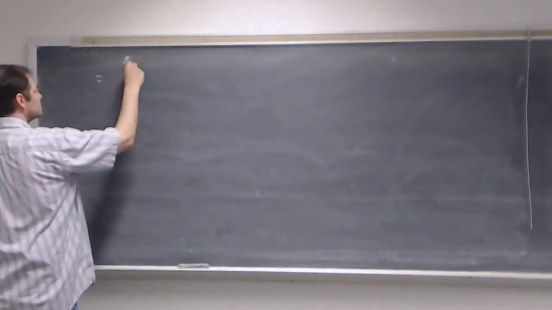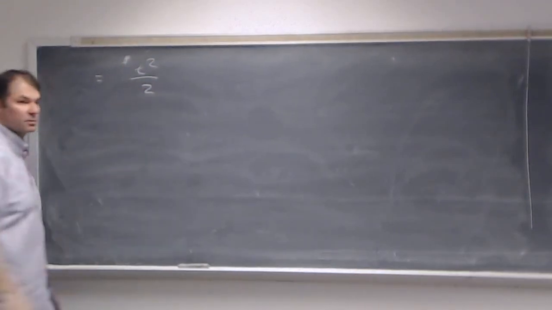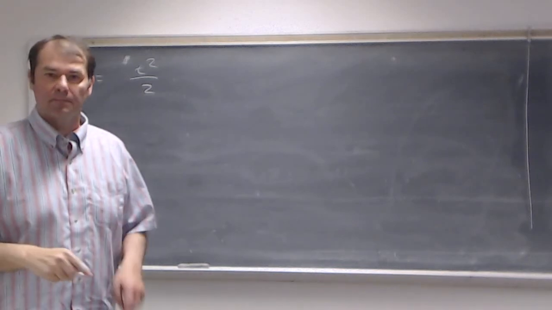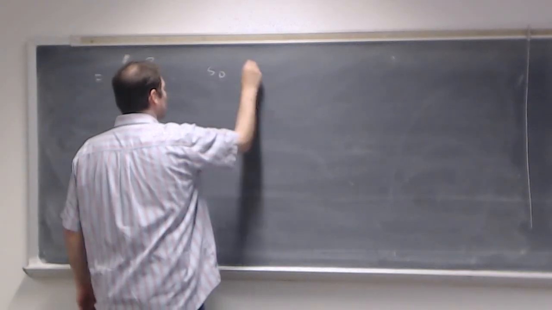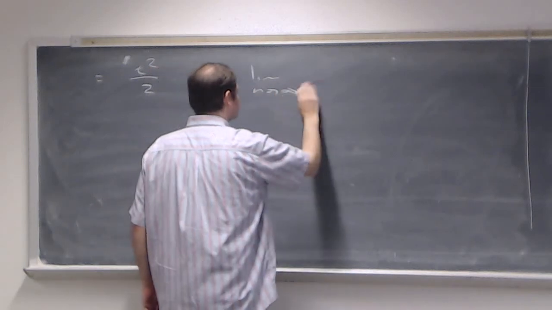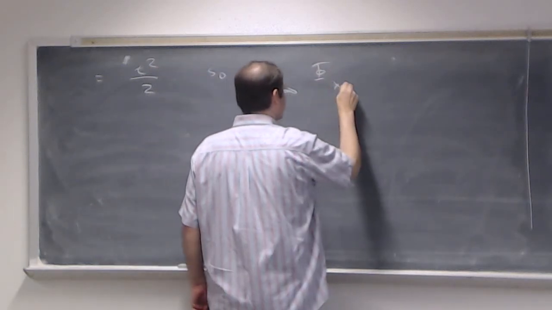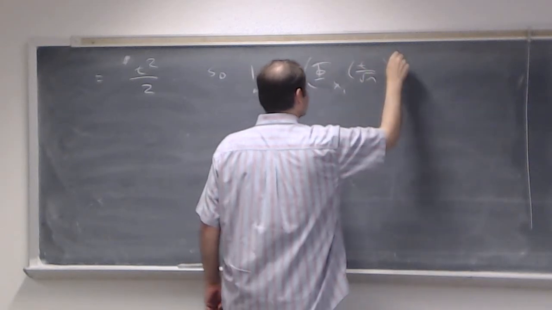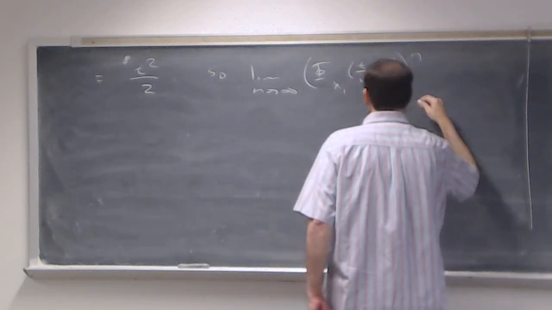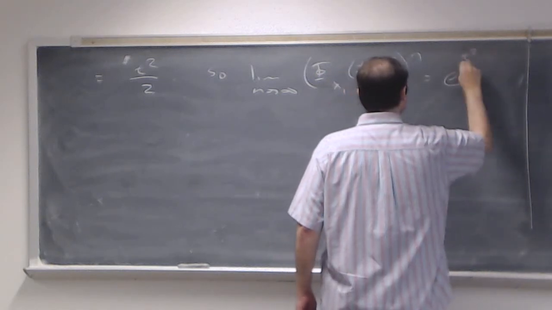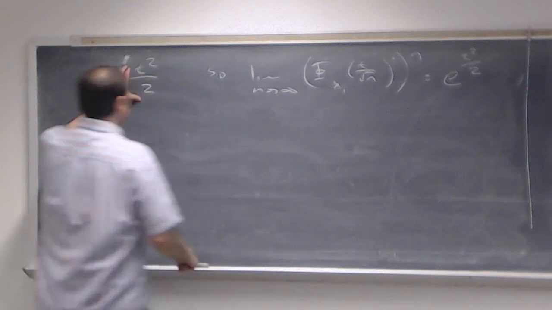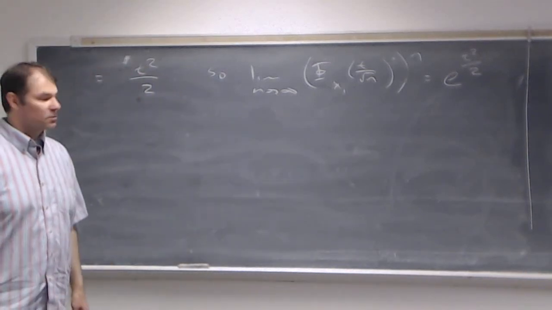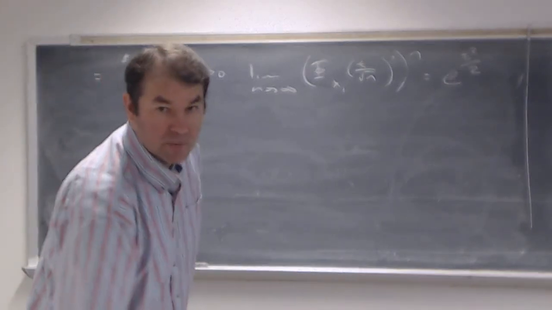This is equal to t squared over 2. Okay, that's my explanation. Now, remember, we took ln of our problem. So what we know is that the limit as n goes to infinity of phi sub x sub 1 of t over square root of n, raised to the nth power, is equal to e to the t squared over 2. And that proves the central limit theorem in case 1.